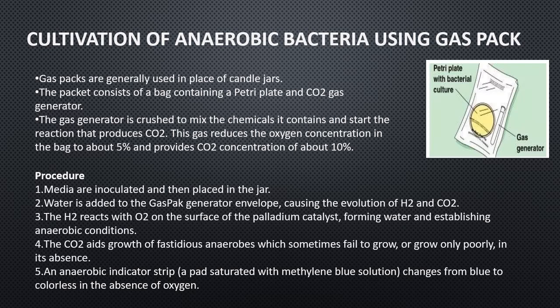So next we will move towards the gas pack. So the gas pack is generally used in place of a candle jar. The packet consists of a bag containing the Petri plate and a CO2 gas generator. The gas generator is crushed to mix the chemicals. Okay, you can see here there is a gas generator which is crushed to mix the chemicals it contains to start the reaction of production of carbon dioxide. The gas reduces the concentration of oxygen in the bag by about 5% and provides a CO2 concentration of about 10%.